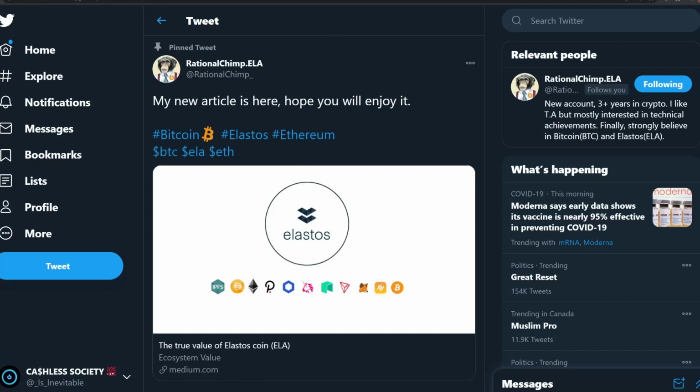And today I'm going to talk about this article written by Rational Chimp. Go ahead and follow him at Rational Chimp _. And so anyway, he wrote this article talking about the true value of the Elastos coin, kind of just hitting on all the main points of what will drive the token value over time for ELA.